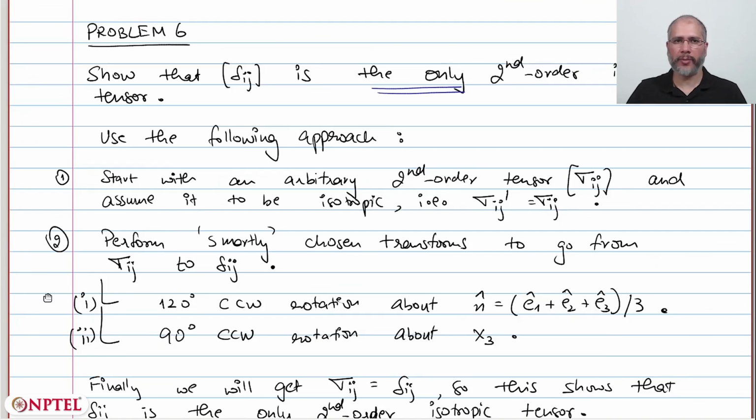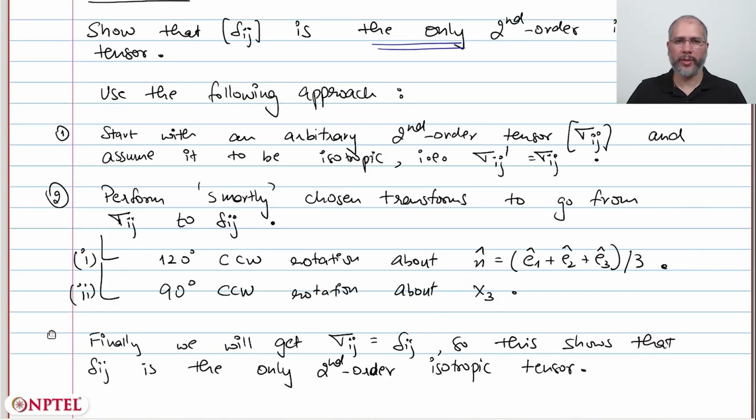So the first transformation suggested is a 120-degree counterclockwise rotation about n hat, and the second one suggested is a 90-degree counterclockwise rotation about x3. So what will happen is that finally we will get sigma ij equals delta ij. And since we started with 9 independent components of sigma and applied just 2 transformations to get to delta, that shows that delta is the only second order isotropic tensor. So let us start looking at the solution.